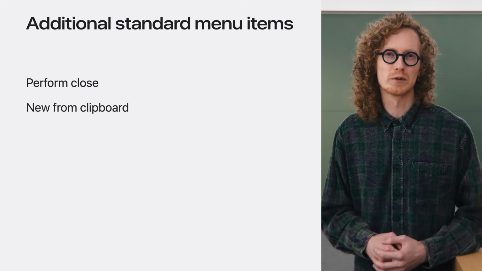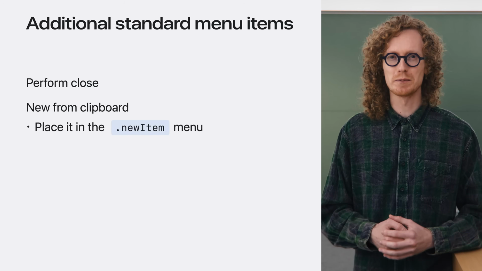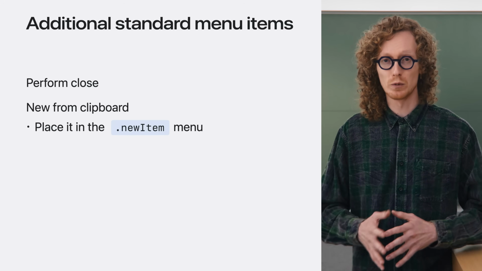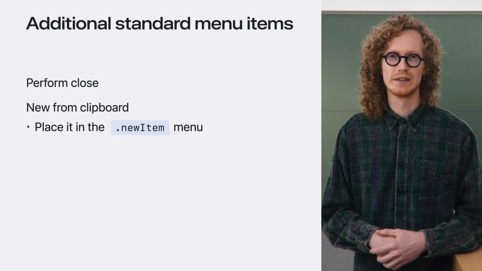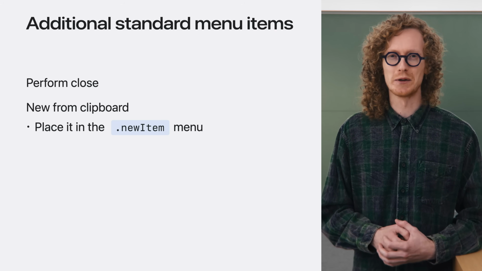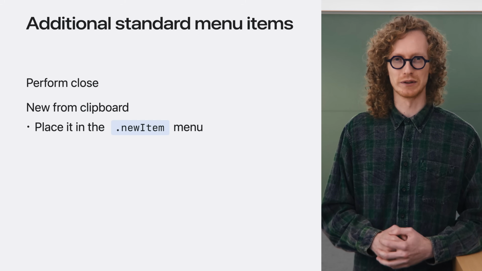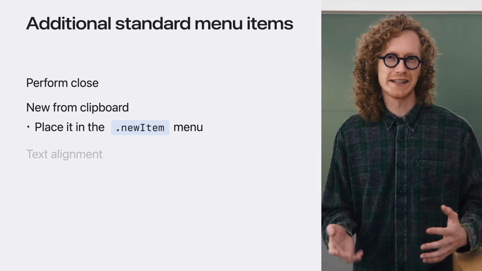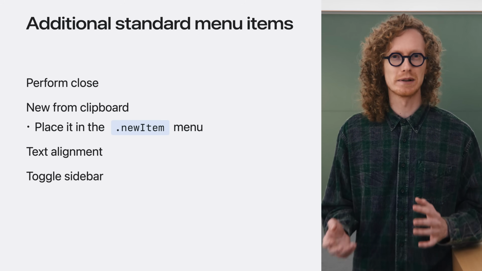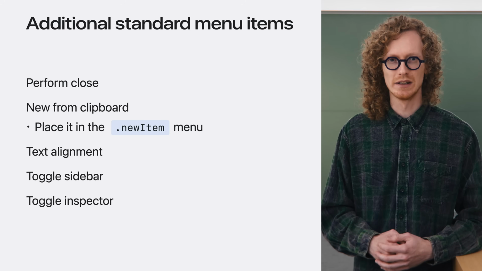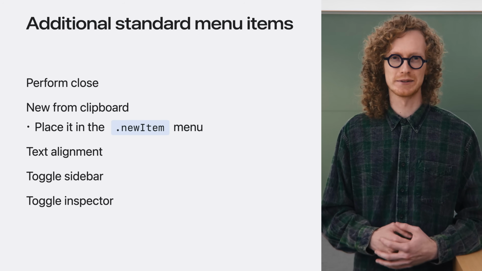The menu command new from clipboard allows creation of documents from the contents of the pasteboard without triggering a paste alert. The new item menu introduced in iOS 26 is a great place to put it. The standard actions for text alignment, sidebar toggling, and inspector toggling are also now exposed for your apps to customize.